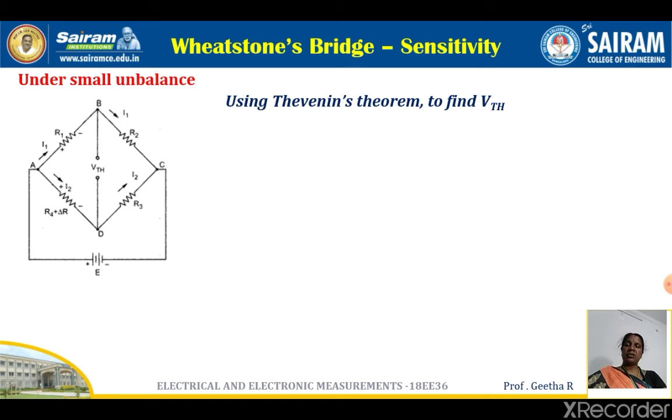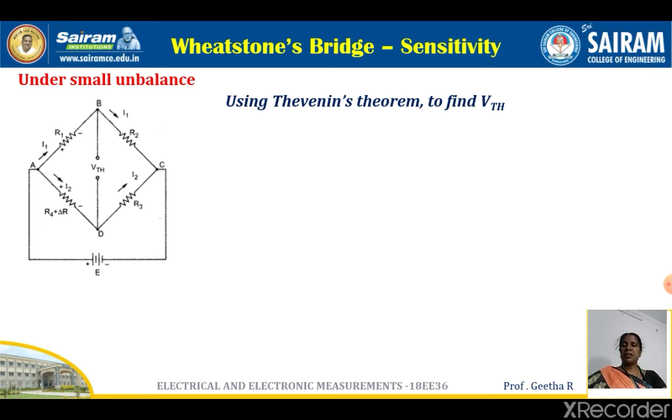A circuit with a single source or many sources, with many branches or many loops, can be expressed as one voltage source in series with a resistance along with the load. That is nothing but the Thevenin's equivalent. When a circuit is converted into a Thevenin's equivalent, it is easy to analyze the circuit, or easy to find the current through the load. So using Thevenin's theorem, we are going to find the current through the galvanometer.